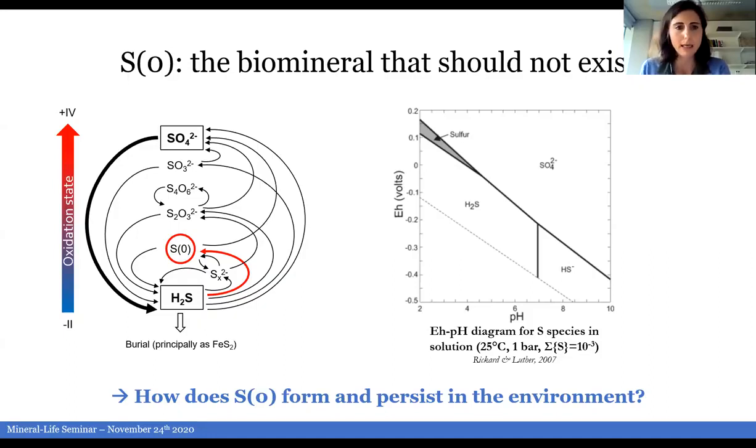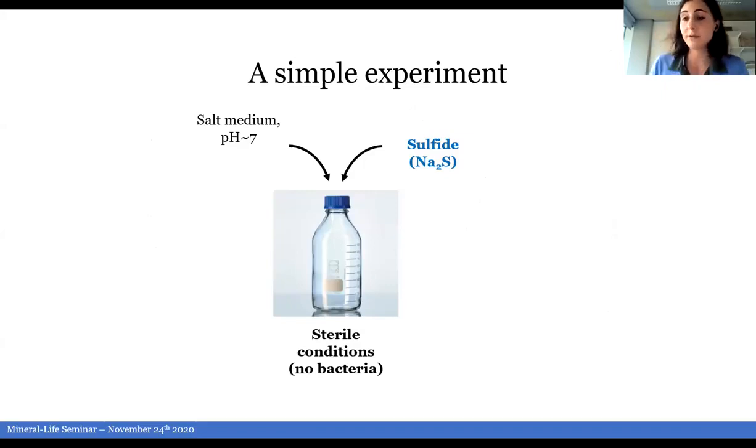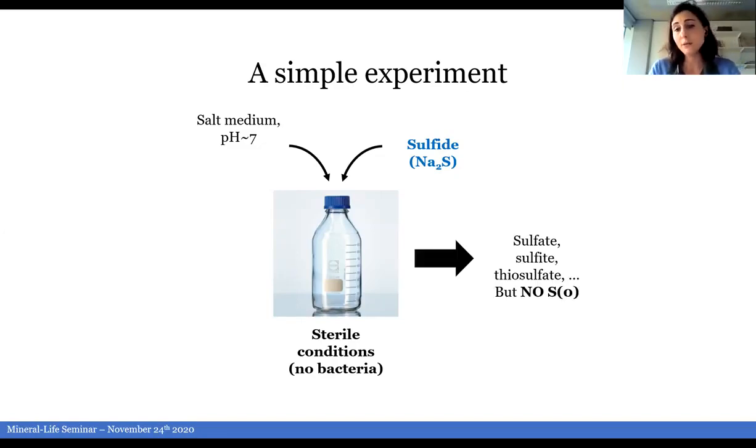environment? And to answer this question, you can do a very simple experiment where you take a bottle. Here I'm talking about sterile conditions, so don't think about bacteria for now. You take a bottle, you add some salty water at circumneutral pH, and you add sulfide as a soluble sodium sulfide. And you let your bottle oxygenate. If you do this, you're going to form soluble species like sulfate, sulfide, thiosulfate, but no elemental sulfur. And I mean, this is predictable if you look at the Eh-pH diagram I showed before.